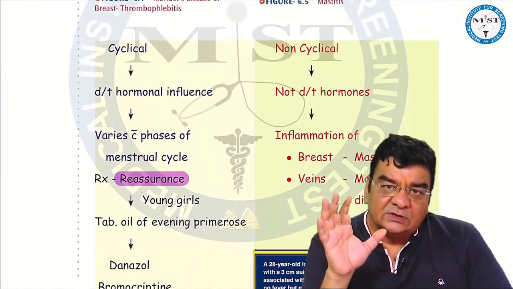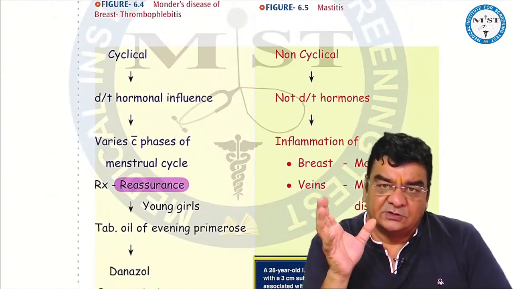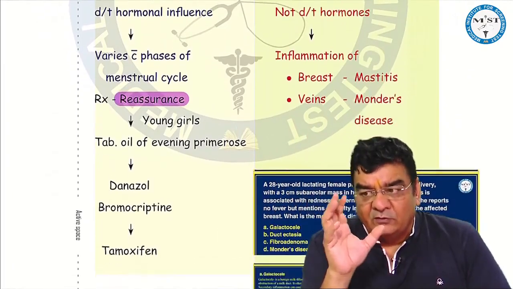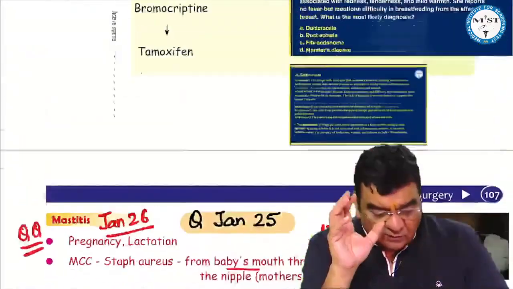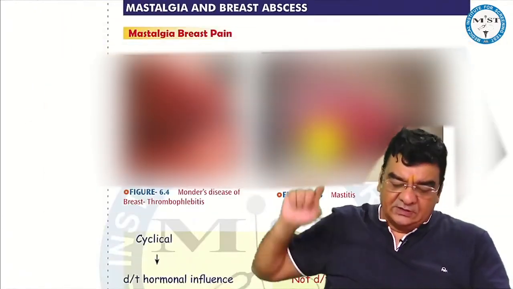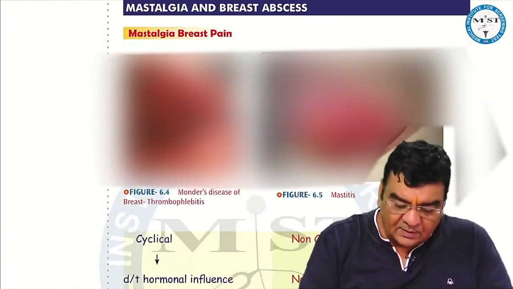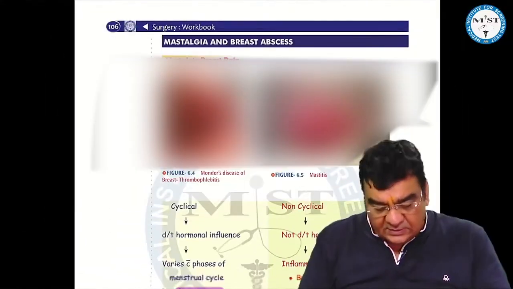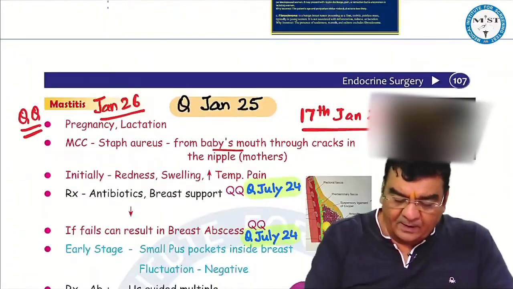Commonly what we see is the non-cyclical, because of inflammations. So it is not due to hormones, so it is not cyclical. Now, inflammation of the veins of the skin of the breast is Mondor's disease. And inflammation of the breast is mastitis. We are not seeing any abscess here. So it is just Ruber tumor, calladol, or functional mastitis. This is commonly seen during pregnancy and lactation.